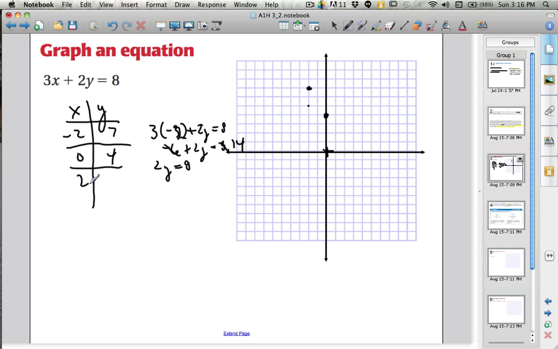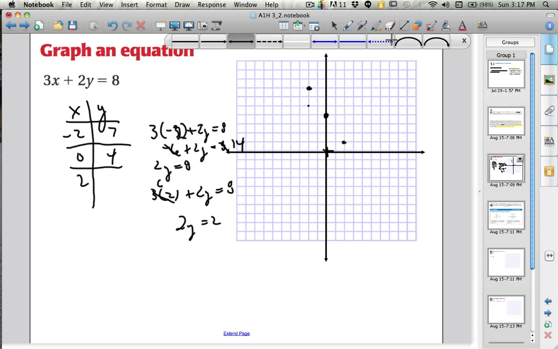And when x is 2, 3 times 2 plus 2y is equal to 8. 3 times 2 is 6. When I subtract 6 from either side, I'll get 2y is equal to 2. So when x is 2, y is 1. And you can see that these put themselves in a line, which is why we know that this is a linear equation. So linear means that the graph is going to make a line.